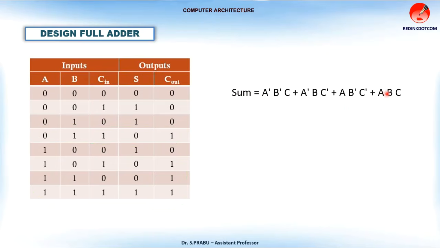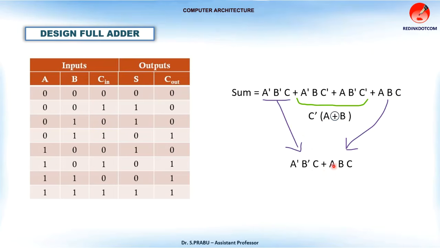First we take the sum expression. First I consider these two values. Here C dash is the common value. So I bring out this C dash. The remaining values are A dash B plus A B dash. So this is nothing but XOR gate. So I can write like this.